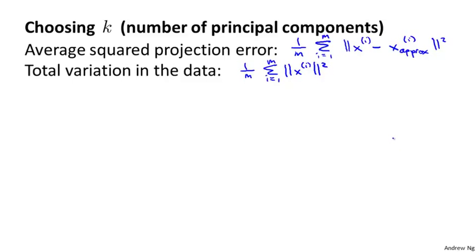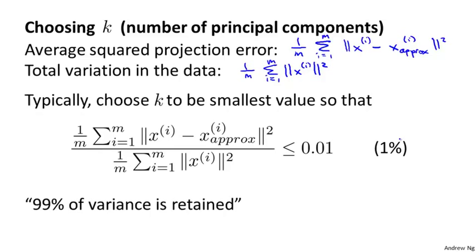When we're trying to choose k, a pretty common rule of thumb for choosing k is to choose the smallest value so that the ratio between these is less than 0.01. So in other words, a pretty common way to think about how to choose k is we want the average square projection error, that is the average distance between x and its projections, divided by the total variation of the data, that is how much the data varies. We want this ratio to be less than, let's say, 0.01, or to be less than 1%, which is another way of thinking about it.